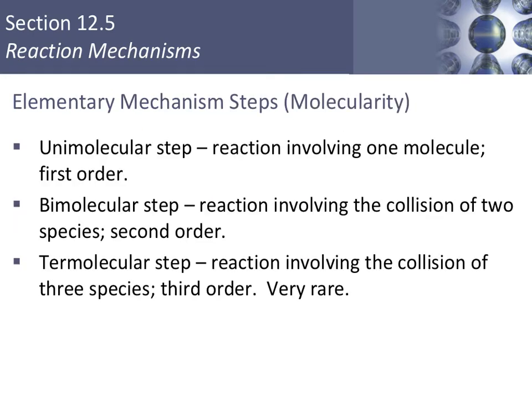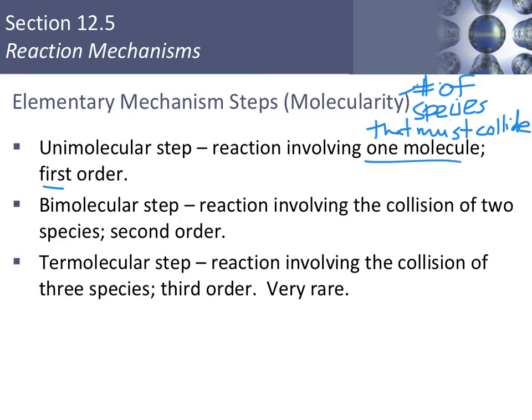The mechanism that we just looked at had 3 elementary steps. And an elementary step is a reaction whose rate law can be written from its molecularity. Molecularity is the number of species that must collide to produce a reaction. If we have a unimolecular step, we have one molecule, and that's first order. A bimolecular step has 2 species, that's second order. A termolecular step is very rare and involves the collision of 3 species. Now, the probability of 3 molecules colliding simultaneously is very small, and so that's why this is very rare.